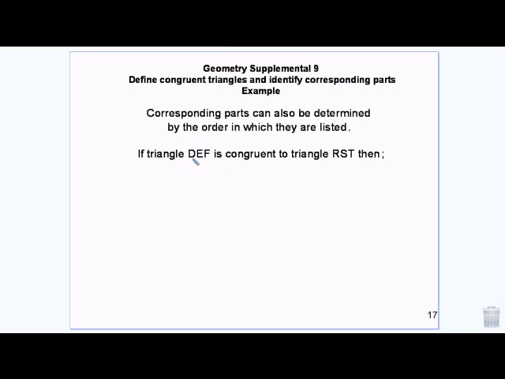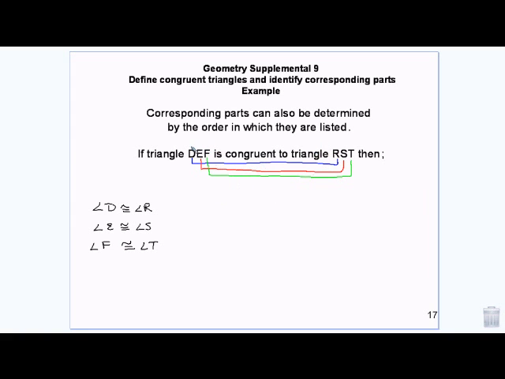So when we look at this, we can tell from the order that they come, triangle DEF, D is going to correspond to R. E is going to correspond to S, and F is going to correspond to T. So when I write that, angle D is congruent to angle R, angle E is congruent to angle S, and angle F is congruent to angle T. So the angles are fairly simple.